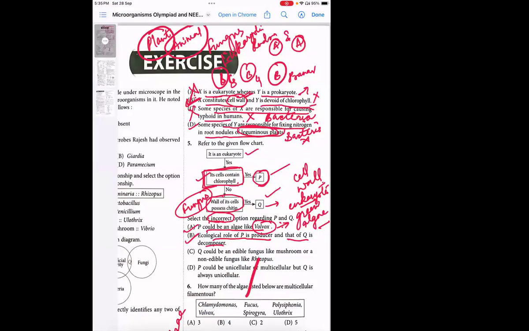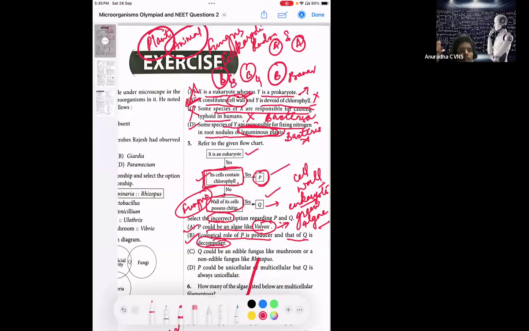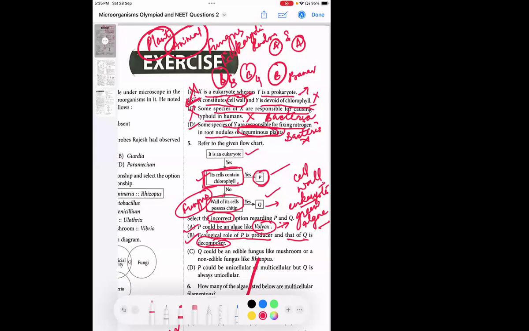What is Q here? What do you mean by decomposers? Decomposers are the bacteria which decompose the organic waste, ma'am, like dead bodies. And what is the other name of decomposers? Manures, ma'am. Manures? No.